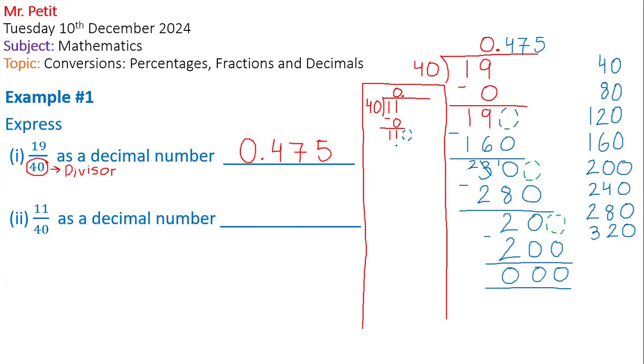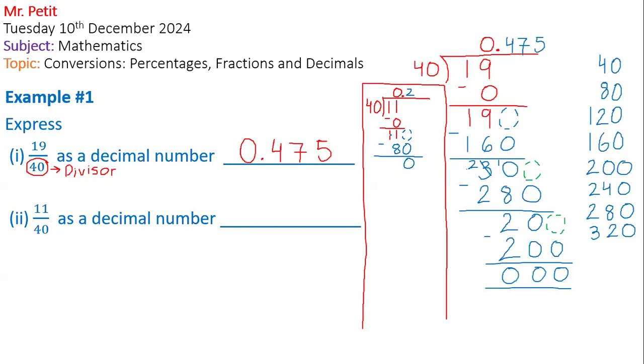Yes, 2 times. Thank you. 40 times 2 is what? 80. 80, very good. So we have 110 minus 80. 0 minus 0 is? 0. 1 minus 8 is what?